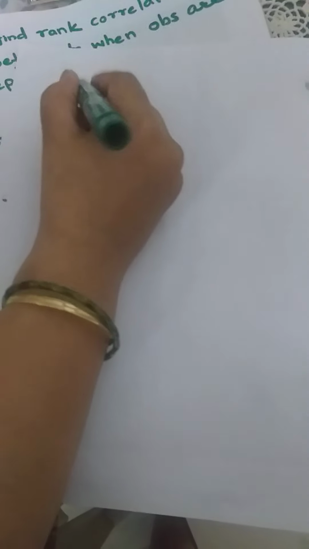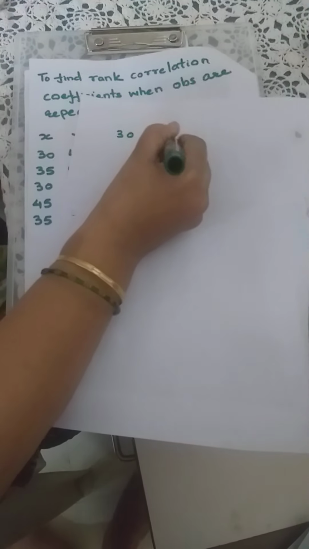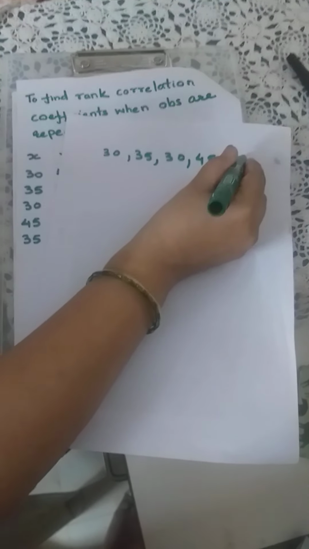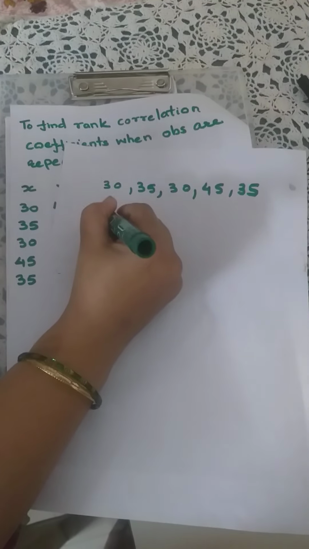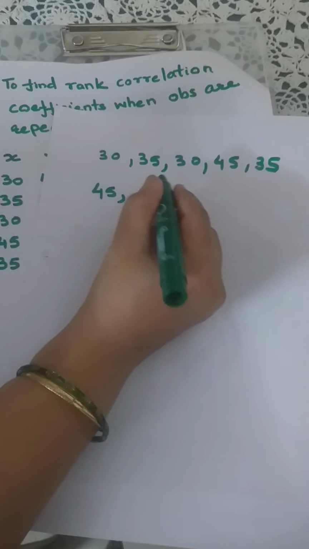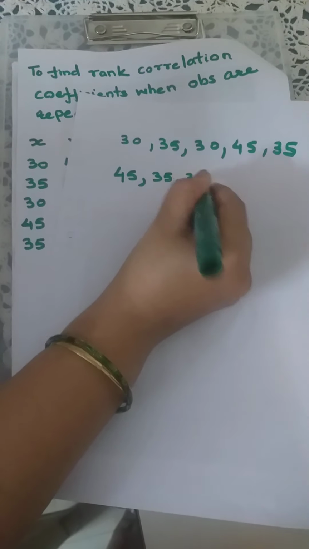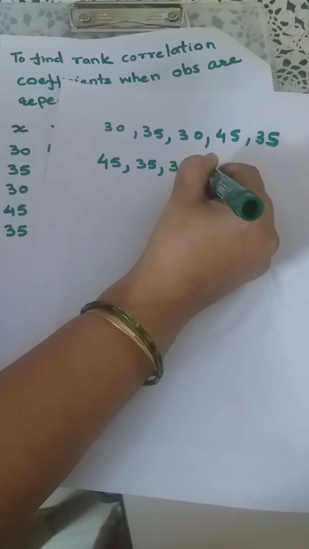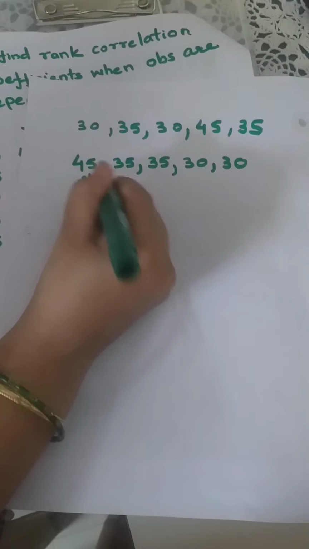Let us take the values as 30, 35, 30, 45 and 35. Now I will arrange these values in the decreasing order. So first comes 45, followed by 35. Again 35 is repeated, so I write it again. Then comes the value 30 and 30.